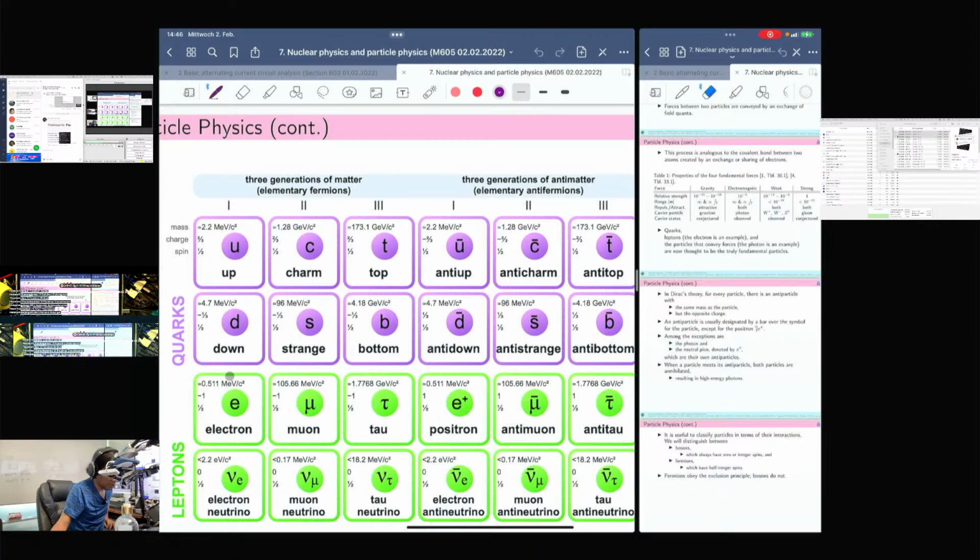What is the reason why we don't classify tau into the quark category, or even the anti-tau?